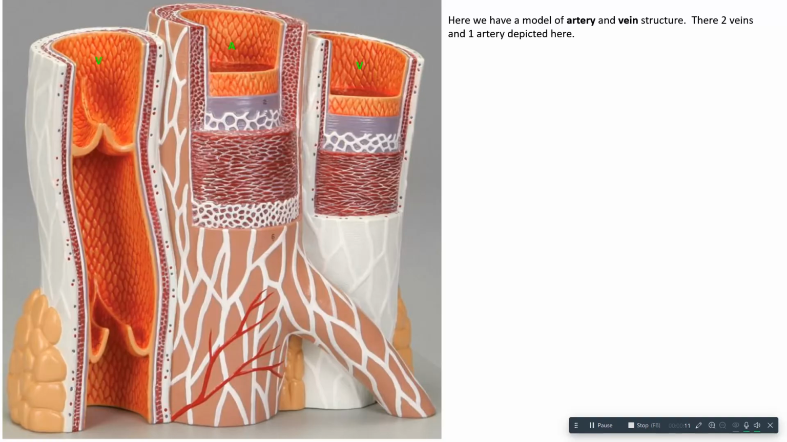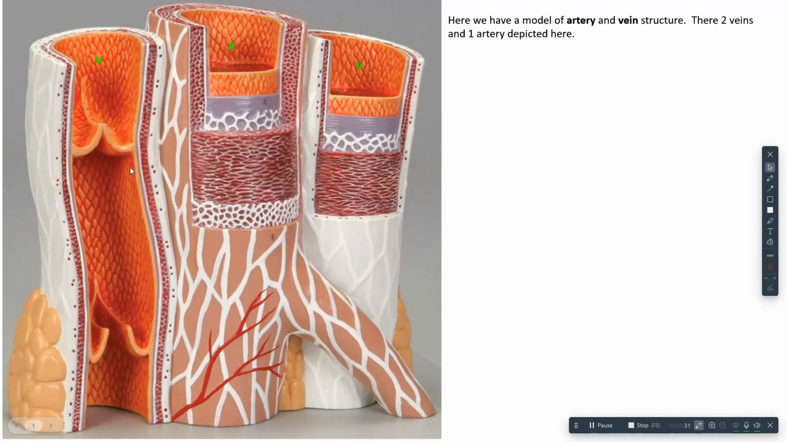So what I've got here to start with is a model that is showing me a pair of veins. There's a vein on your left, a vein on your right, and an artery in the middle. I can tell that this is a vein over here because it's got thin walls and it has valves.